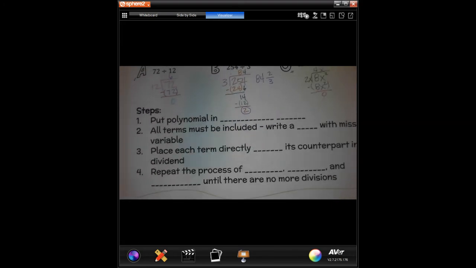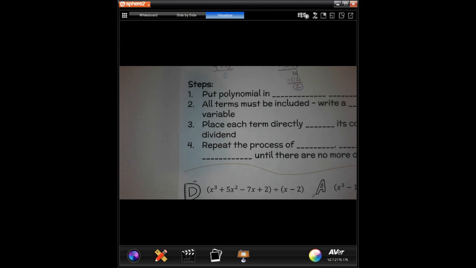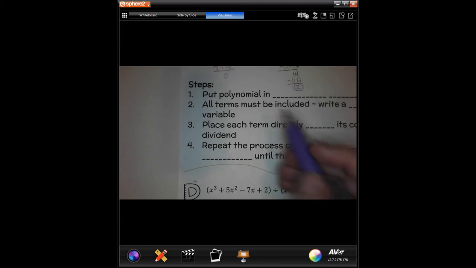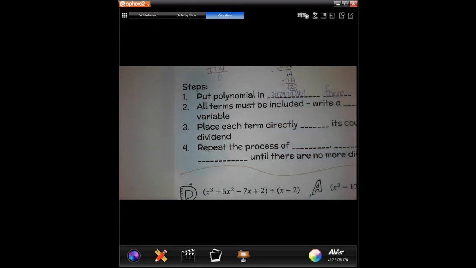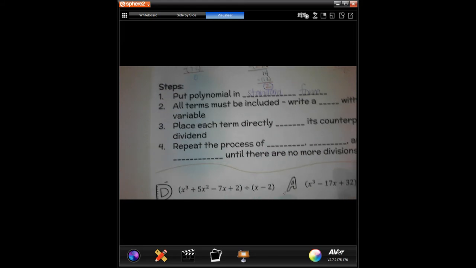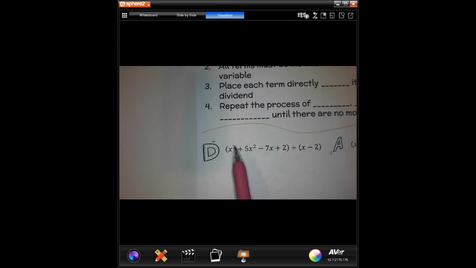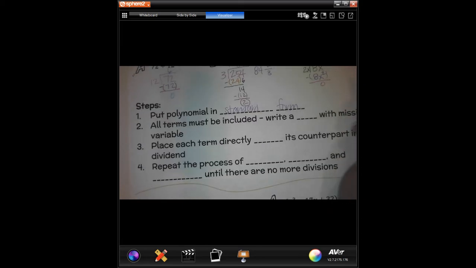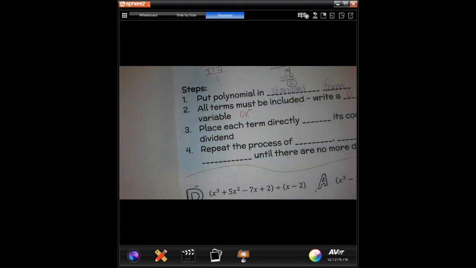All right. Some steps for dividing out our big long polynomials. We're going to make sure we put them in standard form. All terms must be included. So this is just like our synthetic division. If there's a missing variable, remember they have to go down in order: 3, 2, 1. If we're missing one, we need to write a 0 with our missing variable. So it would look something like 0x squared.